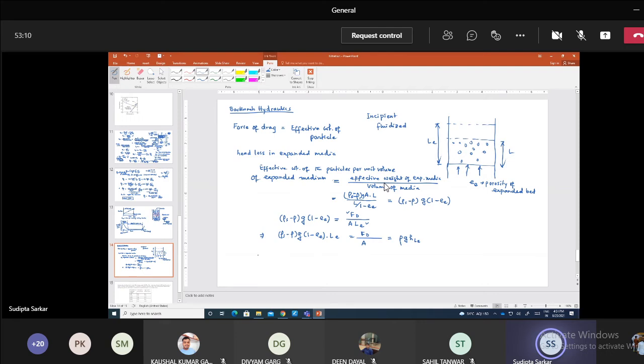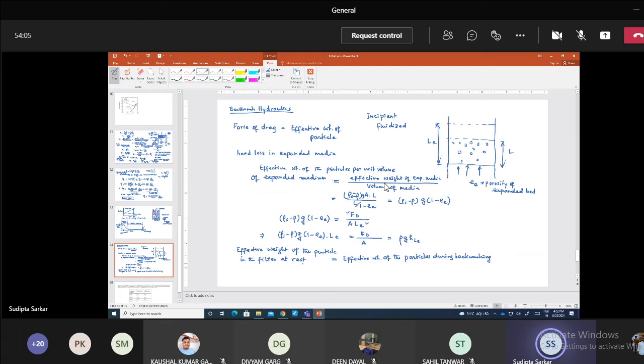Also we can say the effective weight of the particles in the filter at rest, in the normal situation, we are not changing the particles, equals the effective weight of the particles during expansion, because effectively the same particles are there.